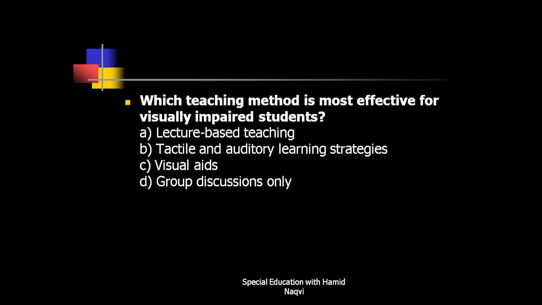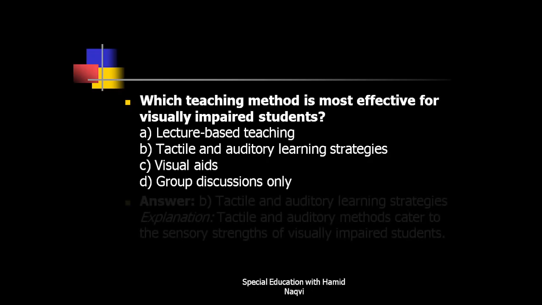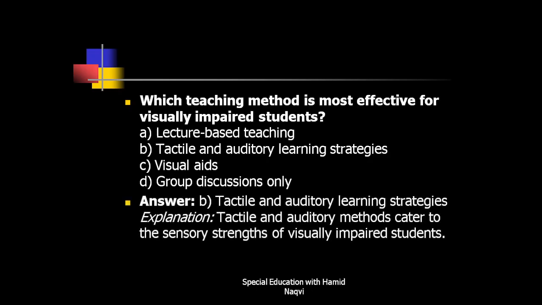Next is which teaching method is most effective for visually impaired students? Lecture-based teaching, tactile and auditory learning strategies, visual aids, or group discussions only? The answer is tactile and auditory learning strategies. Tactile and auditory methods cater to sensory strengths of visually impaired students.